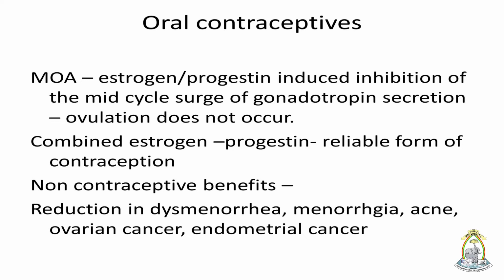The oral contraceptives. The combined oral contraceptives induce inhibition of the mid-cycle surge of gonadotropin secretion, and this prevents ovulation. That's actually the most accepted mechanism of action. The combined forms, estrogen and progestin, are a more reliable form of contraception. They also have non-contraceptive benefits. This is something that you also need to remember.